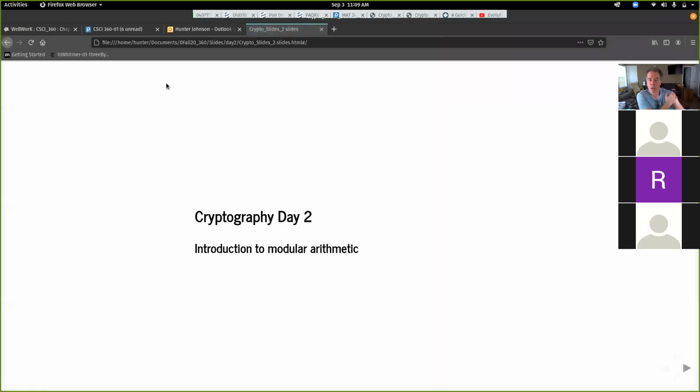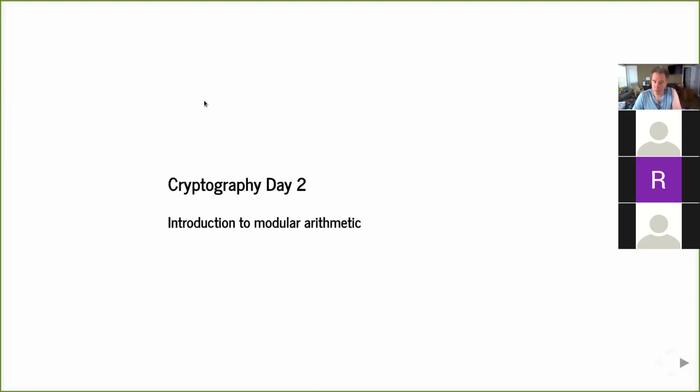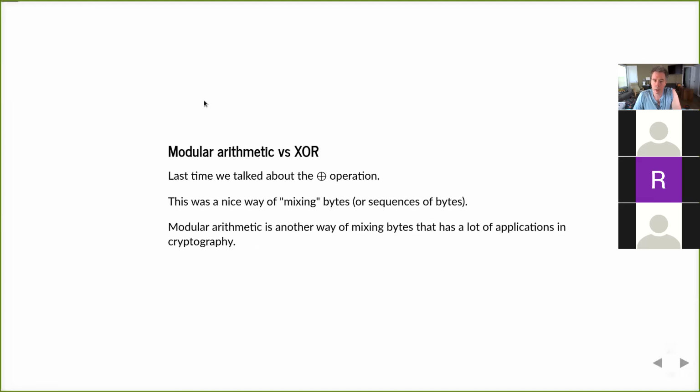Okay, so here we go. We talked about modular arithmetic last time, but chapter 1 actually spends quite a bit of time on modular arithmetic, so I'm going to spend a lot of time on it too. It's very important for the course. We didn't do these slides from last time. We will talk about XOR, but this semester we're going to do it next. Modular arithmetic is a way of mixing bytes that has a lot of applications in cryptography.